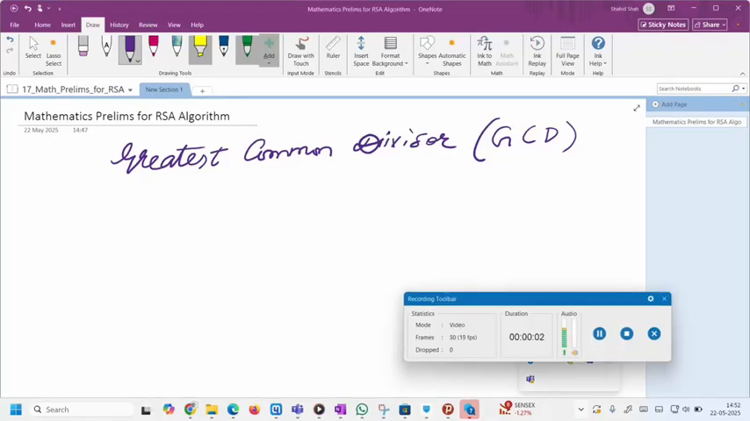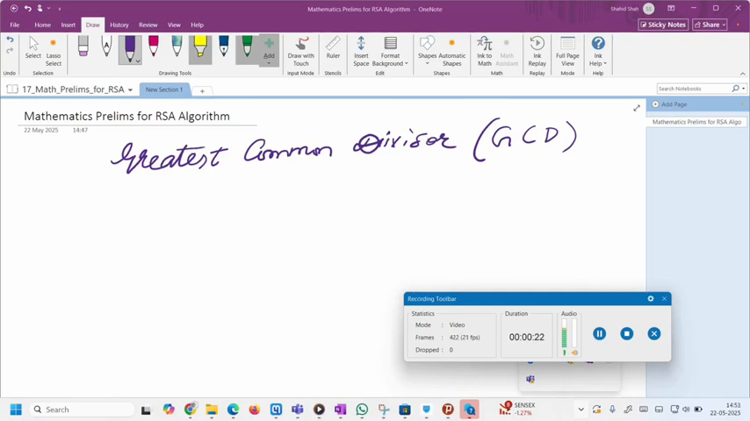Welcome to this lecture, which is about the mathematics needed for understanding algorithms, especially the RSA algorithm. We'll start with very basic concepts. Some of you may definitely know those concepts, but it will be very good to revise.